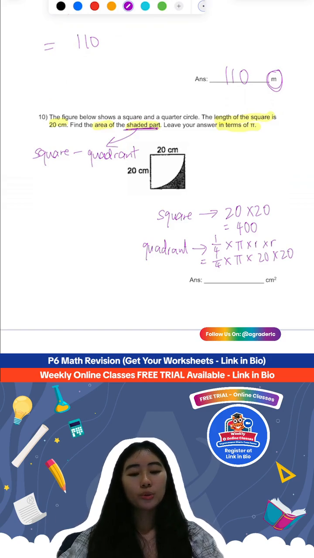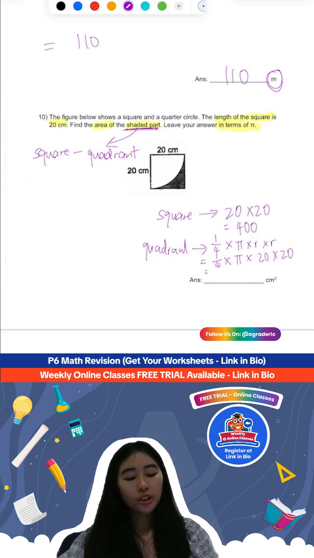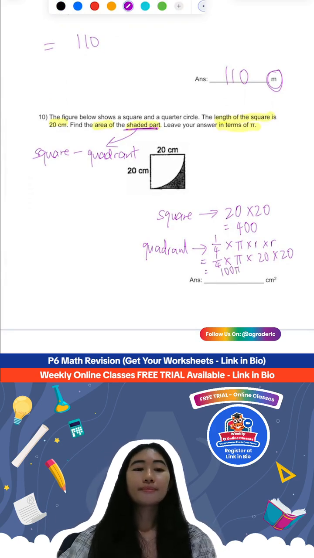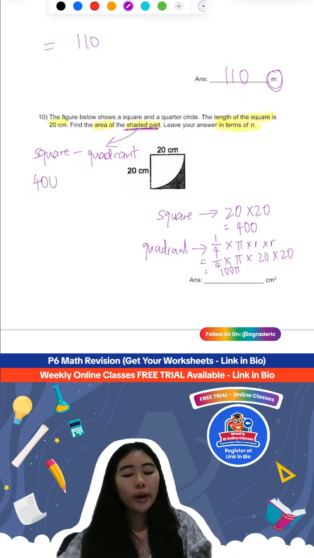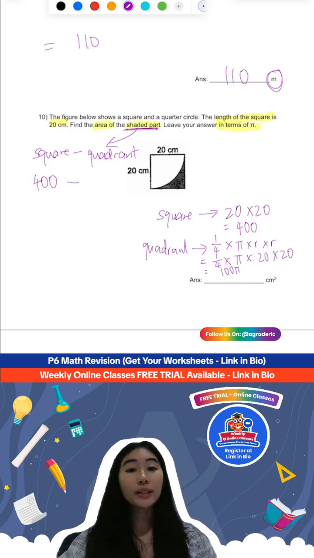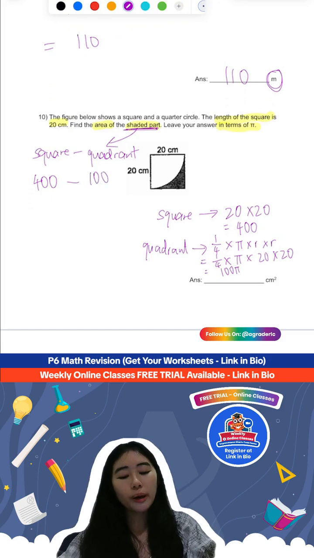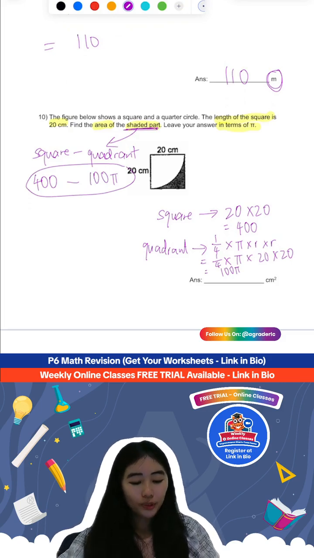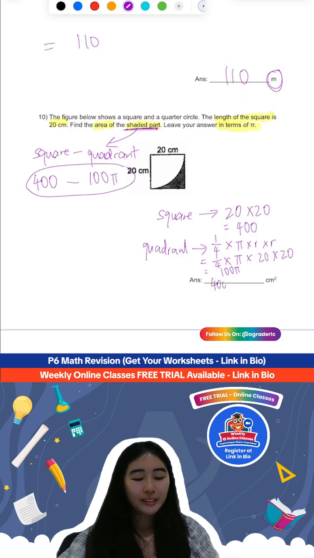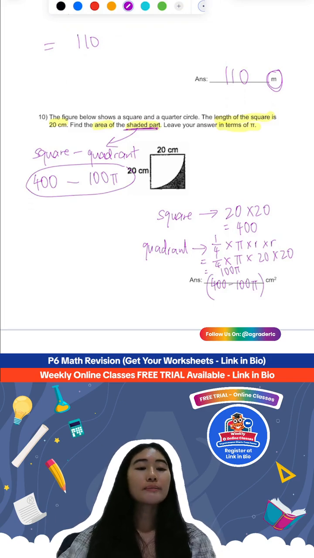So you would have to do this calculation. After you do this calculation, it will be 100 pi. Then after that, you're going to use the square, which is 400, minus the quarter circle, which is 100 pi. And then this is your answer: 400 minus 100 pi. I have no space to write. 400 minus 100 pi. Please put a bracket for this.